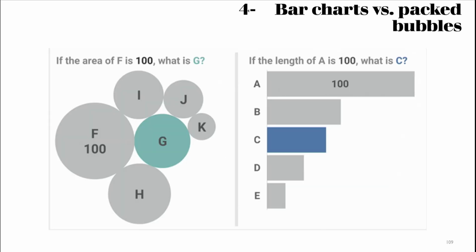So here is another example for you. On the left, let me ask you the question. If I tell you F is 100, how about G? What is G? What do you think? Write your answer in the chat room. And on the right side, if I tell you A is 100, how about C? What is the value of C, you think?